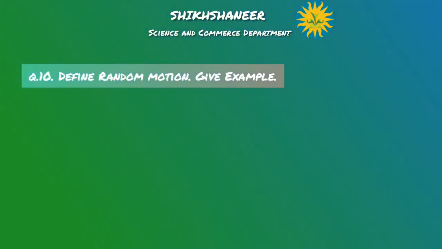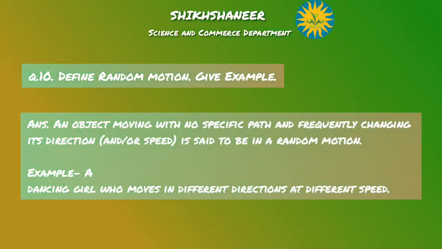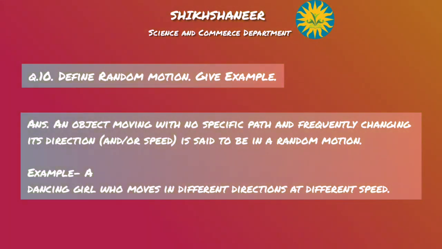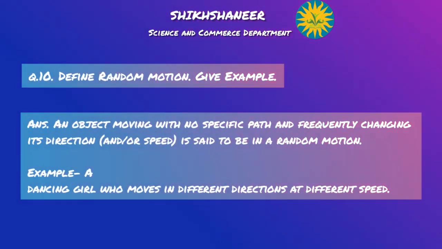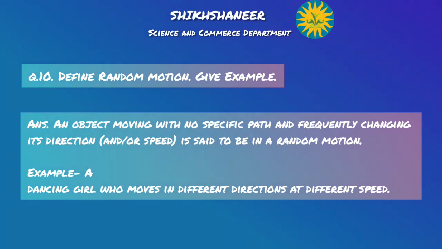Define random motion. Give example. An object moving with no specific path and frequently changing its direction is said to be in random motion. For example, a dancing girl who moves in different directions at different speeds.